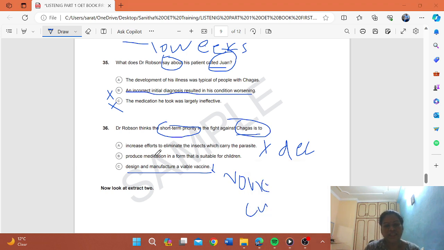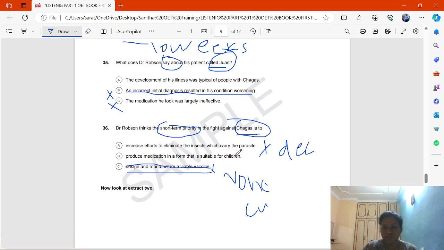Here, the first option: increase efforts to eliminate the insect which carries parasites. That takes decades, he said. Here, the question is short-term priority. Short-term priority, what has to be? Here, design and manufacture a vaccine, a viable vaccine. Here, he said a vaccine none currently exists. It takes at least 10 years to supply a new drug. So that is also the wrong option. So you can eliminate these two options.